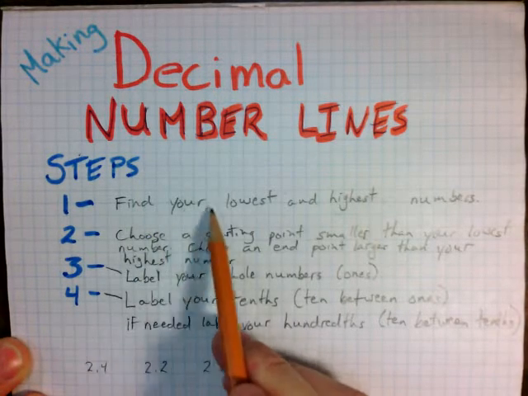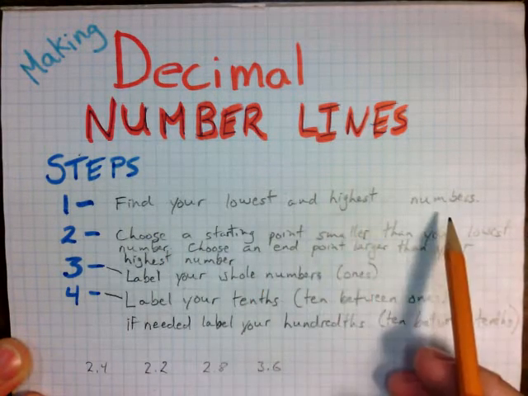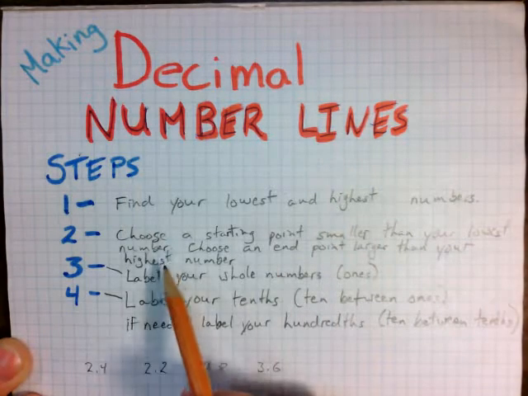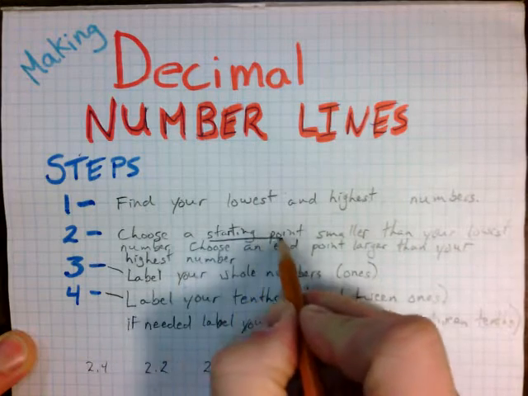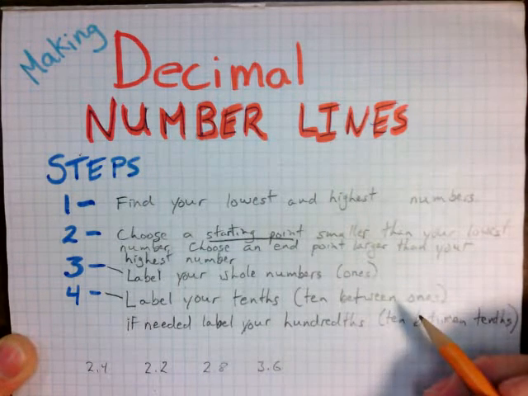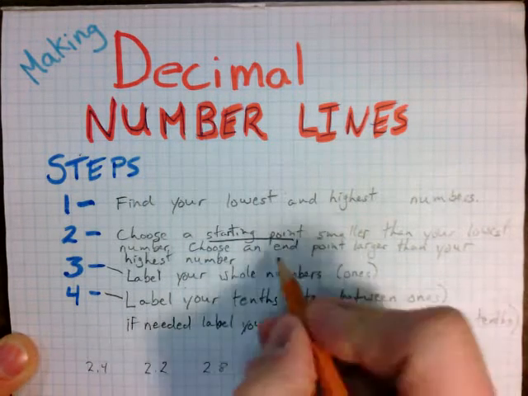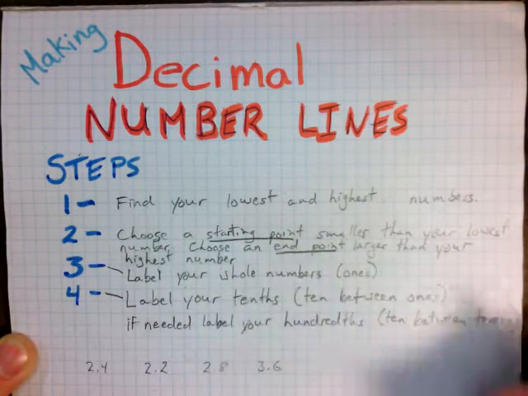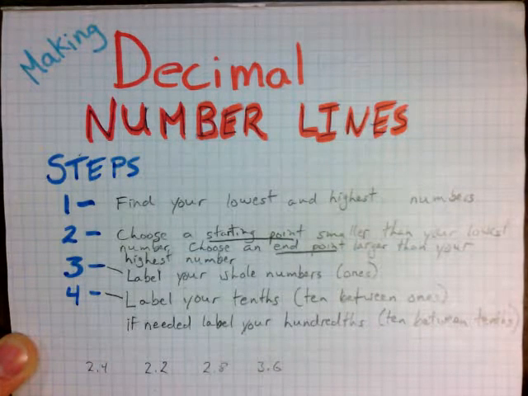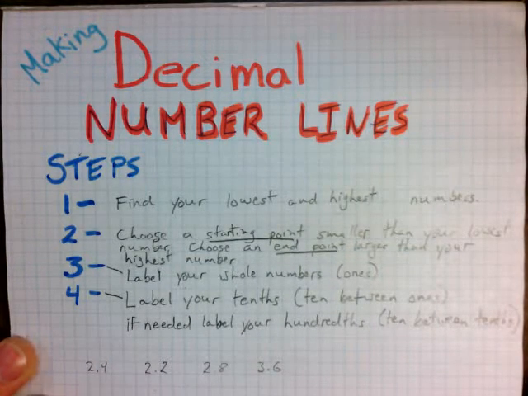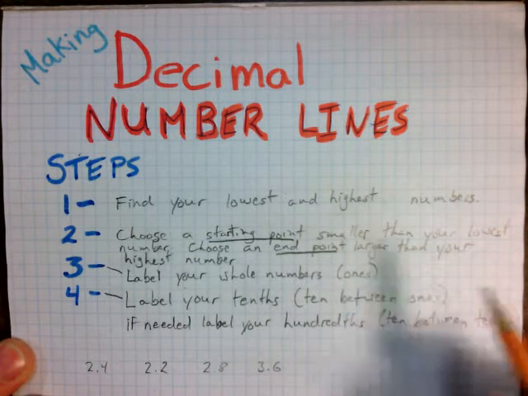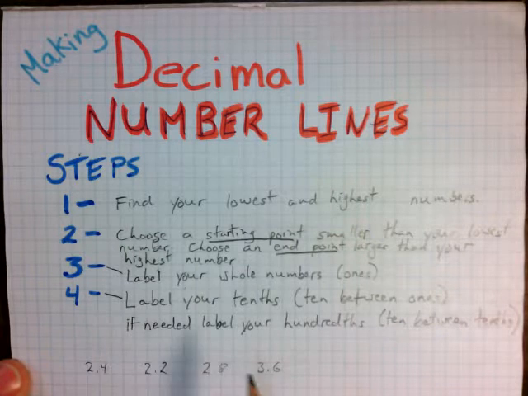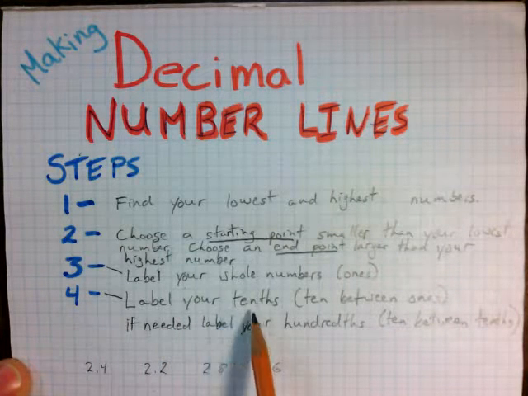First, we're going to find our lowest and highest numbers. Step 2, choose a starting point smaller than our lowest number, and choose an end point larger than your highest number. Step 3, we will label our whole numbers, or our ones. And step 4, we will label your tenths.